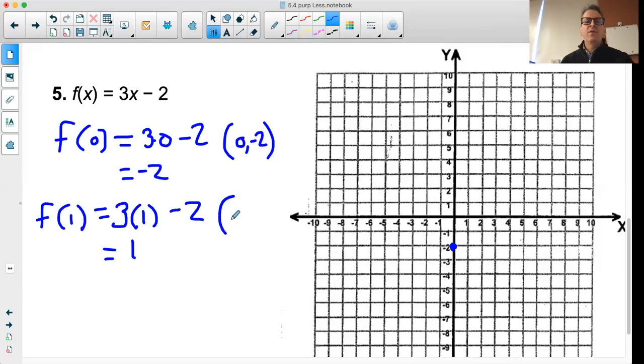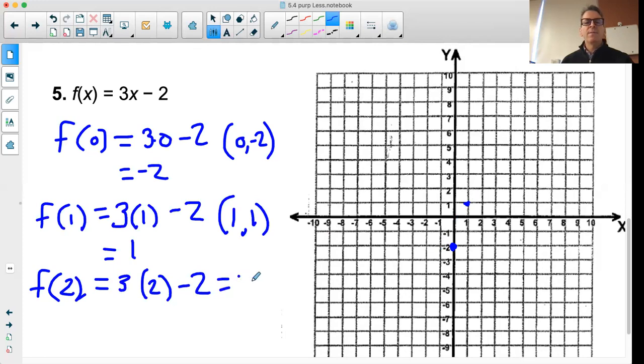And that ordered pair would be (1, 1). So go ahead and graph that one. Another ordered pair would be f at 2. Kind of see where the graph is going. So f at 2 would equal 3 times 2, which is 6, minus 2, and that equals 4. So that ordered pair would correspond to (2, 4).